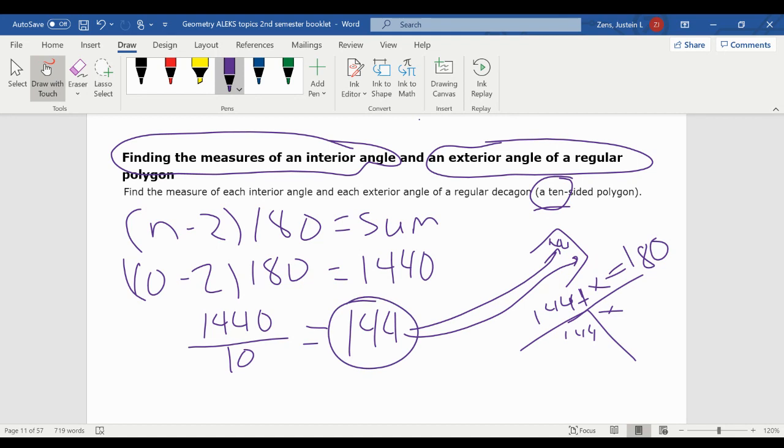Now we use that first answer to find our second answer. So we're going to take 180 minus 144, and that gives us 36 for that exterior angle. The interior and the exterior have to add to equal 180.